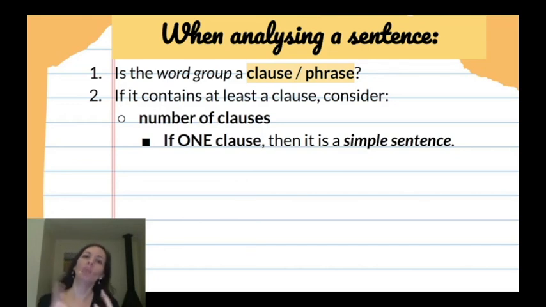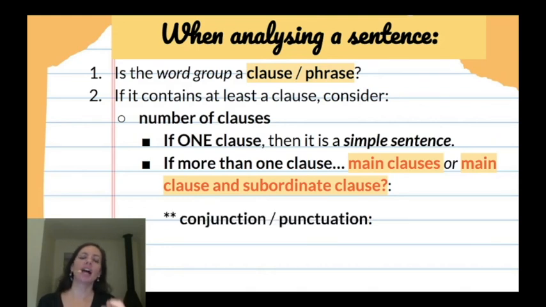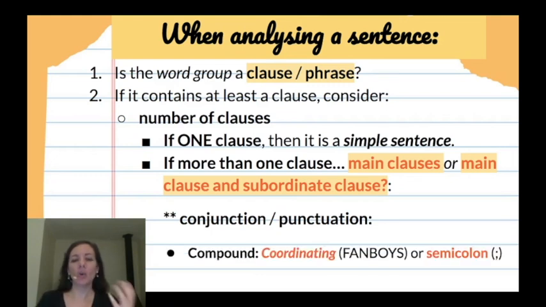If I do have more than one clause, well, then it's in the realm of complex or compound sentences. So I need to determine whether I've got main clauses, or do I have a main clause and a subordinate clause. To see this, I'm going to determine what conjunction I am making use of. So if I am making use of a coordinating conjunction, one of the FANBOYS: for, and, nor, but, or, yet, so, please commit those to memory, then I am dealing with a compound sentence. Of course, the writer could also have made use of a semicolon, and we'll look at that when we look at punctuation in another video.